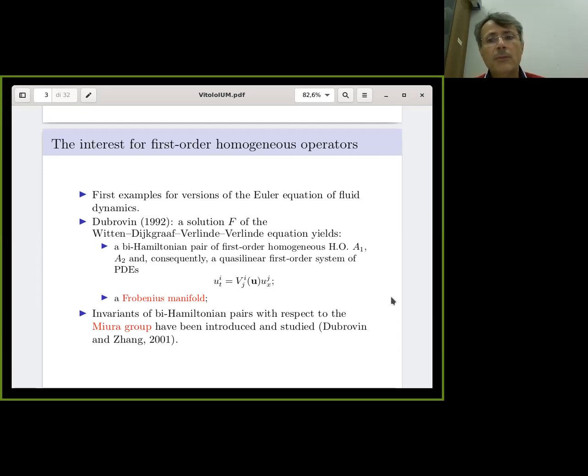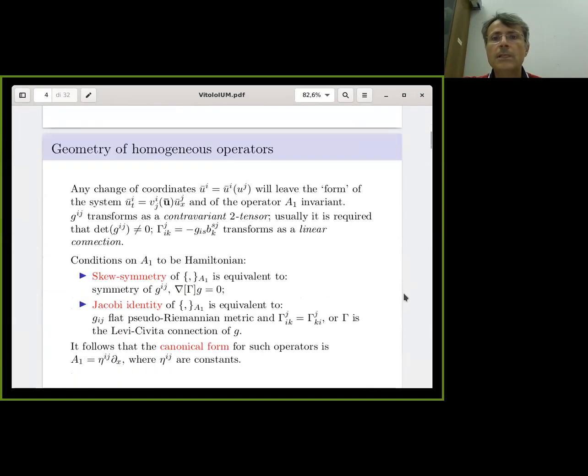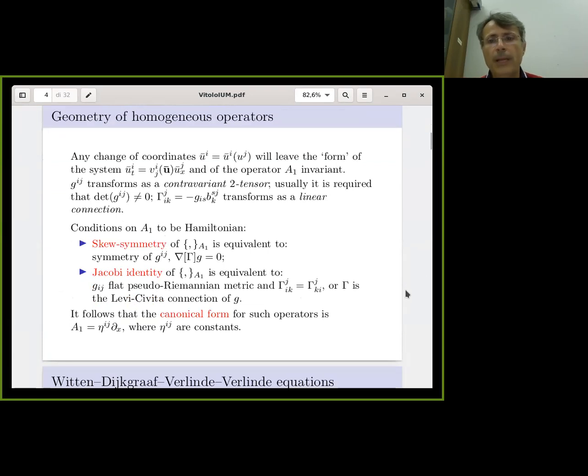Okay, so invariants of bi-Hamiltonian pairs with respect to the action of the Miura group have been introduced and studied, but this goes also outside the scope of this talk, so I will not speak about it. All right, so what is the geometry of the first order operators? Let us speak briefly about it.